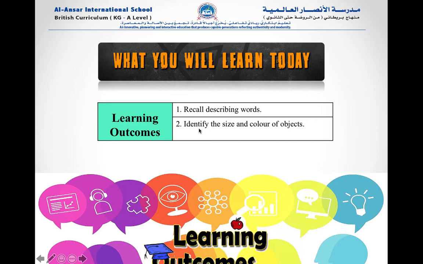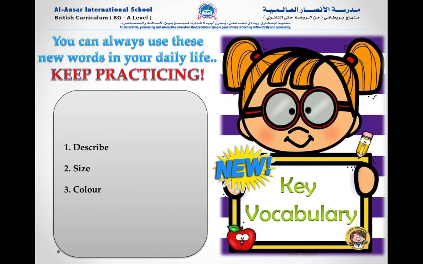So we are going to recall describing words. Then we are going to identify the size and color of objects. And remember, those are describing words. We will use these words to describe different objects. We will be describing the noun. So the words that you need to learn today are describe, size, and color.